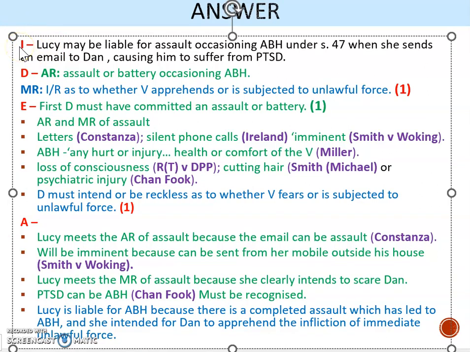We've identified that Lucy may be liable for assault occasioning ABH under section 47 when she sends an email to Dan causing him to suffer from post-traumatic stress disorder. I'm then going to define section 47. The actus reus of section 47 is an assault or battery occasioning ABH. The mens rea is, that stands for intentional recklessness. Intentional recklessness as to whether our victim apprehends or is subjected to unlawful force.